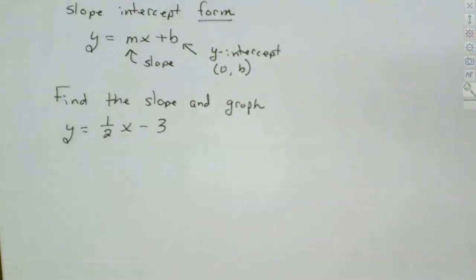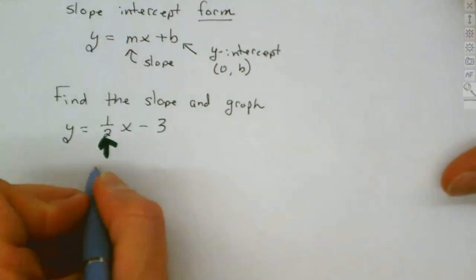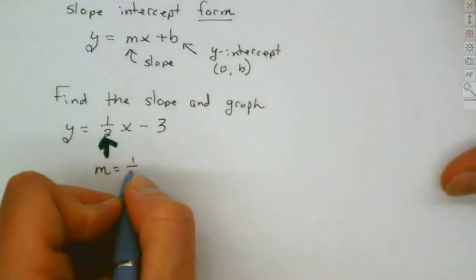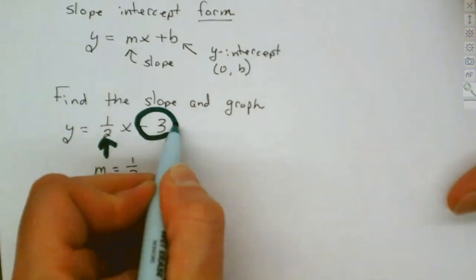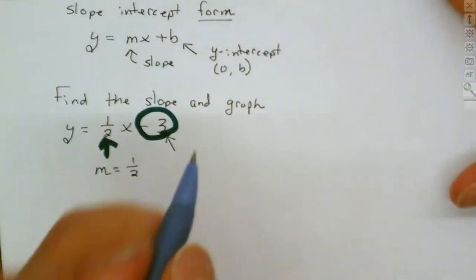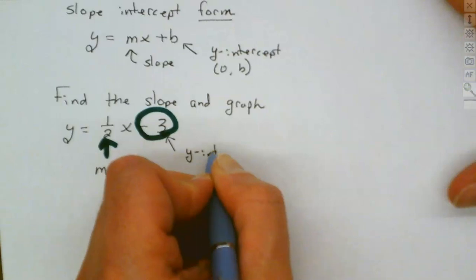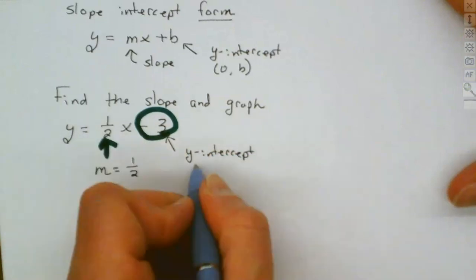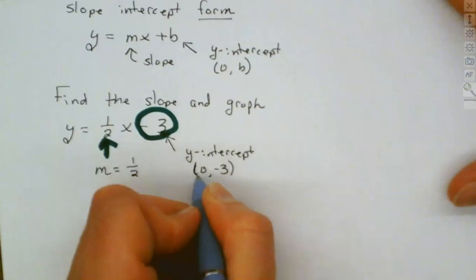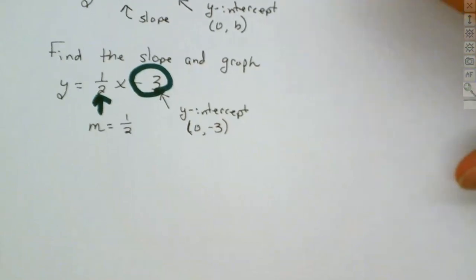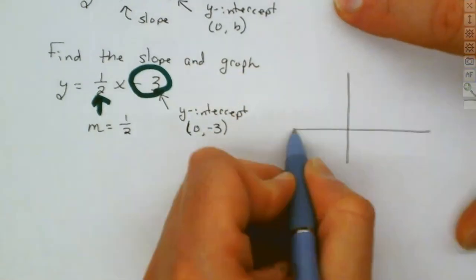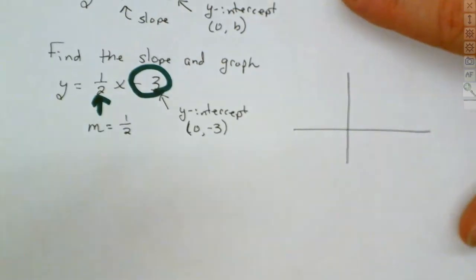First off, has it been solved for y? Yes. If it has not been solved for y, you'll need to do that. So the number in front of the x is the slope. So in this case, my slope would be 1/2. And what about the 3? Be careful with the signs. That 3 is negative. So that's going to be the y-intercept, (0, -3). Now we can graph it because what do we have? We have a point and we have a slope. So plot your point. That's at 0, (-3).